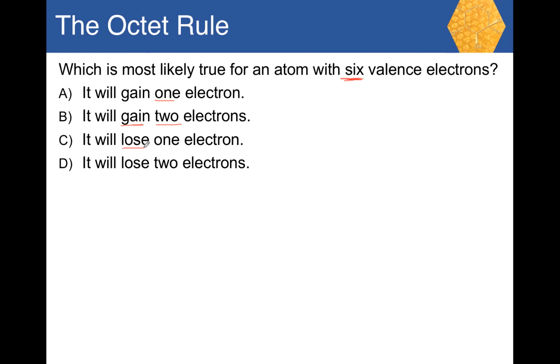It will lose 1 electron. If it loses 1 electron, it becomes 5. Not an octet of electrons. If it loses 2 electrons, it becomes 4. Still not an octet of electrons. So let's see what's the answer on the next slide here. So no surprise here. It would gain 2 electrons to achieve the electronic configuration of the nearest noble gas.